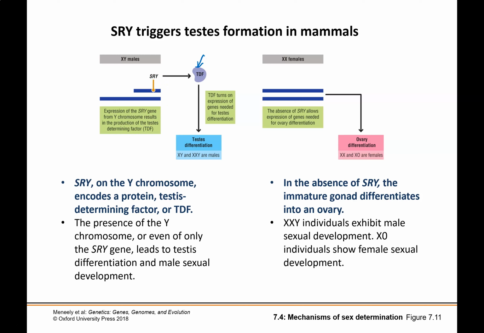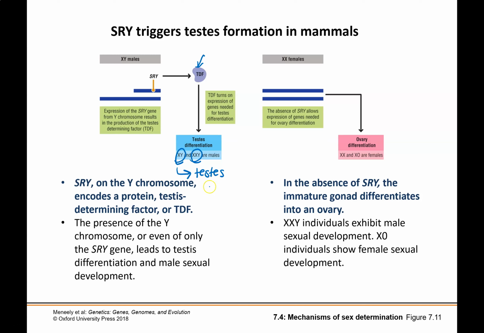So this is a protein, a transcription factor, that is going to affect the genes that are needed for testes differentiation. So this SRY region produces a protein that is going to turn on expression of all of those other male-specific characteristics. So if you have a Y chromosome, you're going to produce testes. Now we're going to talk about that XXY situation in just a minute.